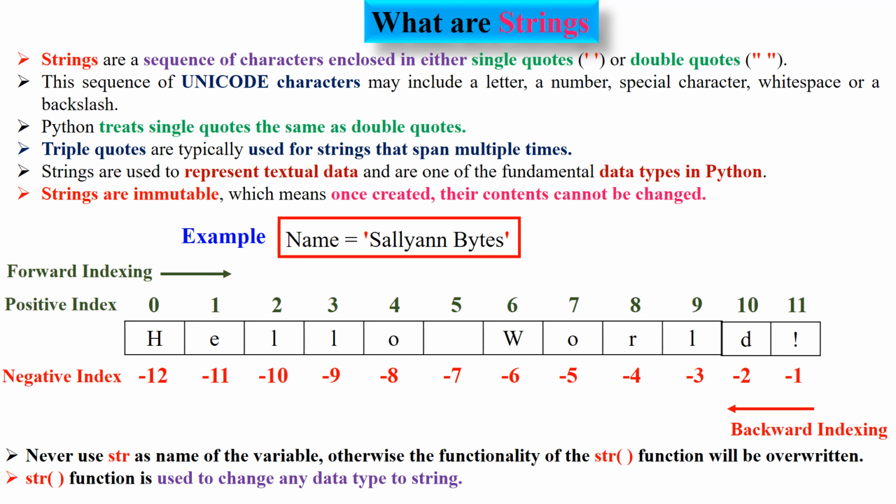Example: a string named Sally and Bytes is created and stored in the variable name. The string is enclosed in single quotes. An individual character in a string is accessed using a subscript, or index. The subscript should always be an integer, positive or negative, and begin with 0 in case of positive indexing and with -1 while working with backward indexing. Never use str as the name of a variable, otherwise the functionality of the str function will be overwritten. The str function is used to change any data type to string.